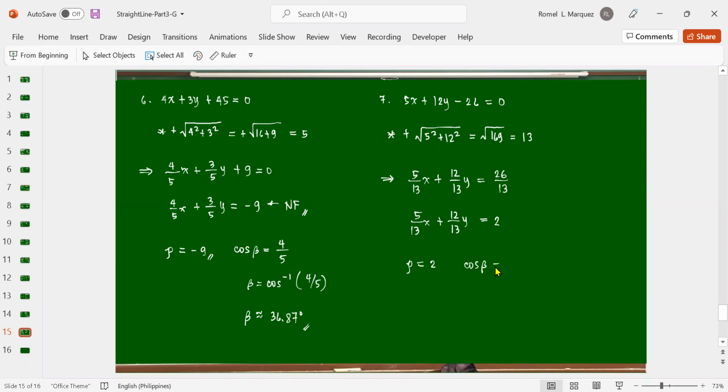Cosine beta is equal to 5 over 13. Therefore, beta is equal to cosine inverse of 5 over 13. So finally, beta is equal to inverse cosine, so 67.38 degrees. Okay?